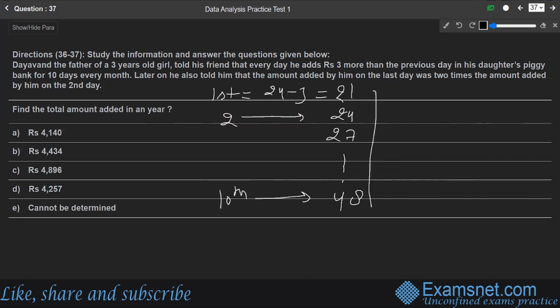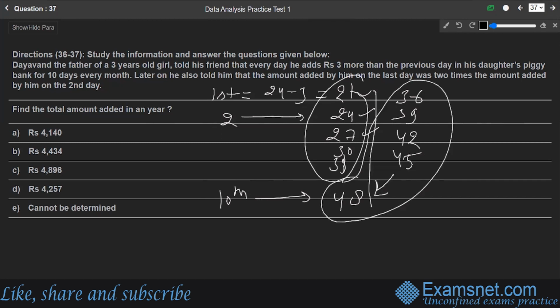Find the total amount added in a year. So we are supposed to add all these numbers: 21, 24, 27, 30, then there will be 33, 36, 39, 42, 45, and the last amount will be 48. So obviously we are supposed to add all these numbers, and that will be the total amount added up. So if we add all of these numbers, we are getting the total amount of all the 10 days.